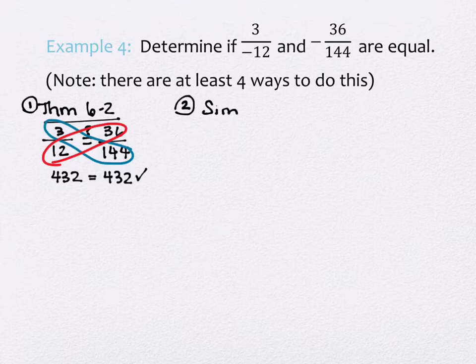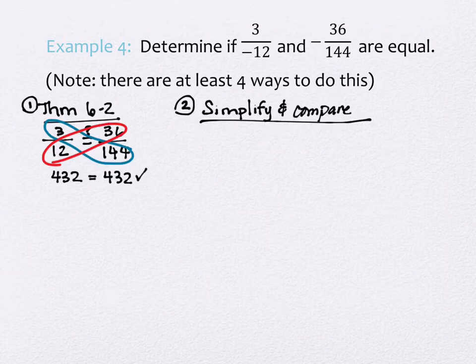A second option I'm going to talk about is finding a simplified version. So I'm going to write simplify and compare. More of a descriptive phrase than it is an actual process. But I have 3 over 12, and I have 36 over 144. So 3 over 12. What do they both divide by? 3. And if I do that, I get 1 over 4, and that's simplified, right? Yeah. How about 36 over 144? What would they both divide by? Anything they both divide by is fine.